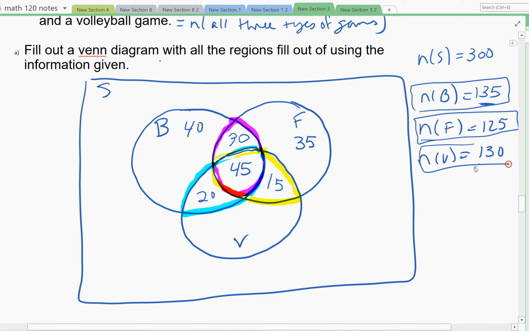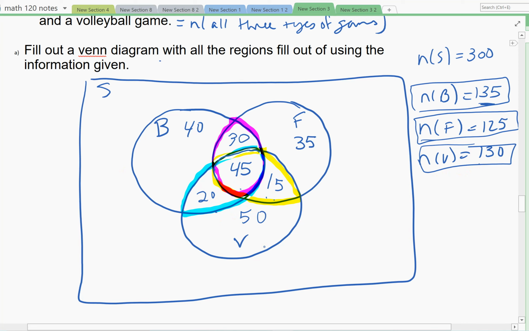And then the last one of the circles, volleyball. All right, do the same. I should have 130. So I'm going to take 130, subtract away 20, subtract away 45, subtract away 15. So 130 minus those three numbers comes out to 50. 50 students only went to volleyball games. All right, and now I'm not done yet.